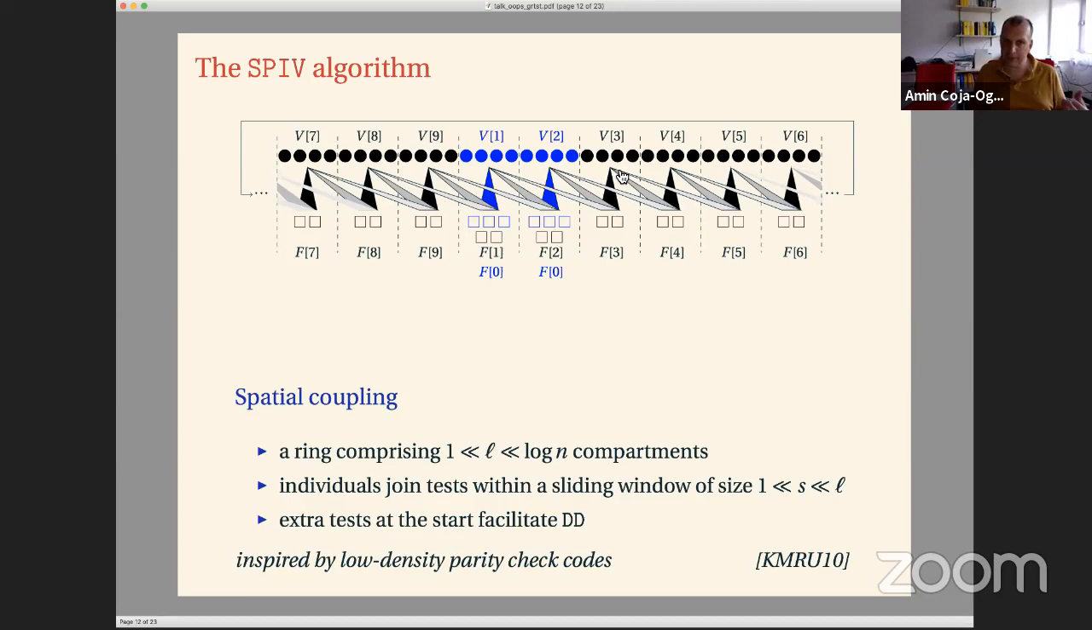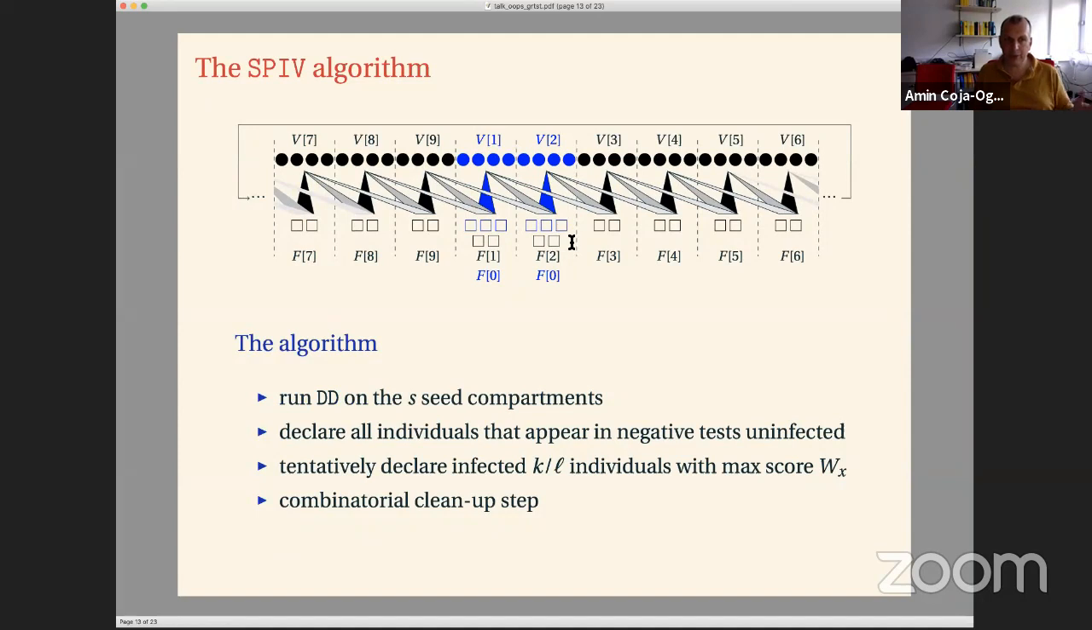And this strategy is actually useful not just for group testing, but like I said, for other inference problems as well. It's a very powerful trick that you can try to use for many inference problems that interest you perhaps. So like I said, here's the algorithm. We run the DD greedy algorithm on the seed compartments. As we move along, of course, we can always be certain that any individuals that appear in negative tests are in fact uninfected. That's not a problem, that's perfectly legal.